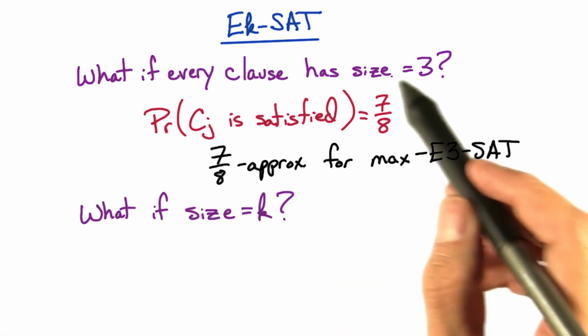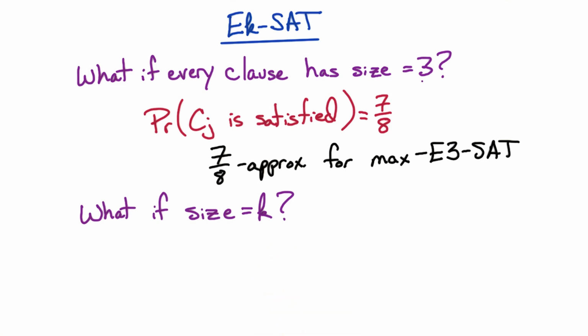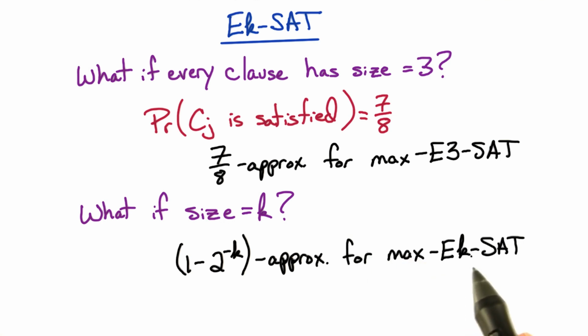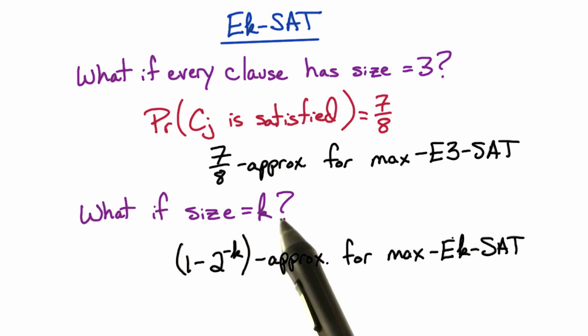And what if instead of size 3, every clause had size exactly k? Then the probability that a specific clause is not satisfied is 2 to the minus k. So the probability that it is satisfied is 1 minus that. And therefore we achieve a 1 minus 2 to the minus k approximation algorithm for max exact k-sat. We're going to use later that this algorithm works well when all the clauses are large. And now we're going to make an LP-based algorithm which works well when the clauses are small.